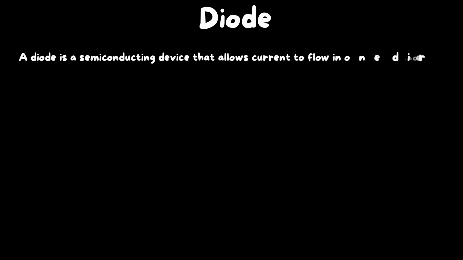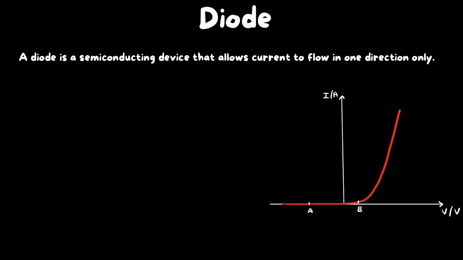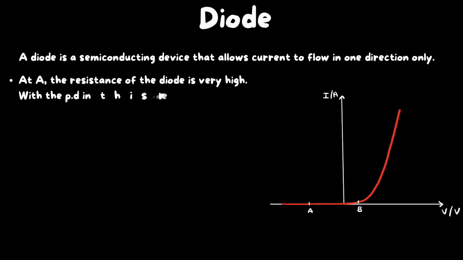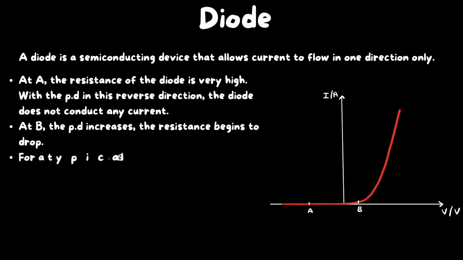Let's talk about diodes. A diode is a semiconducting device that allows current to flow in one direction only, and you have heard of this in GCSEs as well. So here is a characteristic curve for a typical semiconducting diode, and at A, the resistance of the diode is very high. So with a potential difference in this reverse direction, the diode does not conduct any current whatsoever.